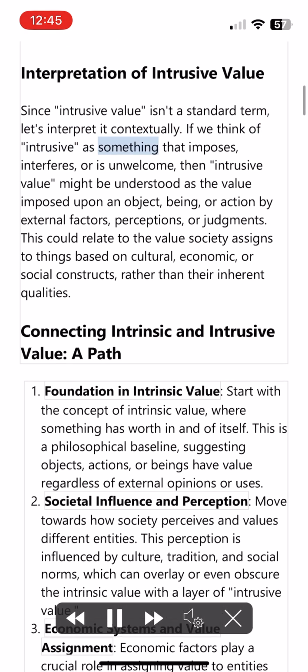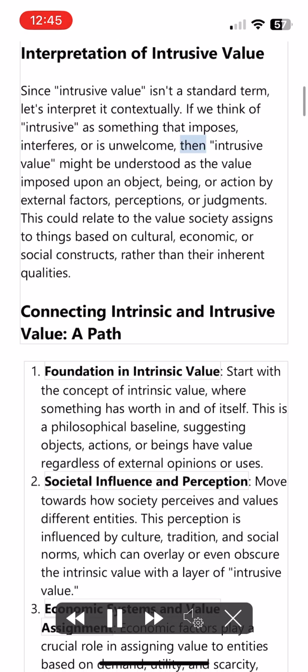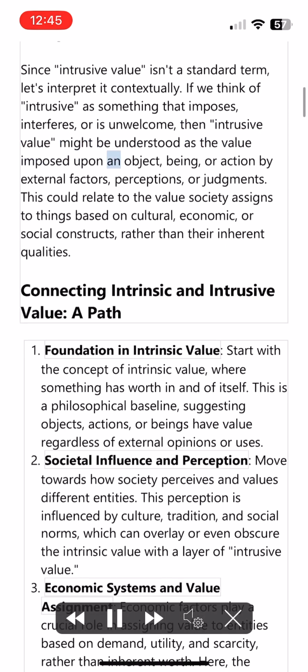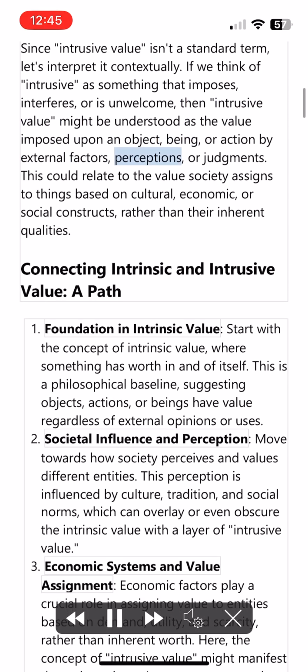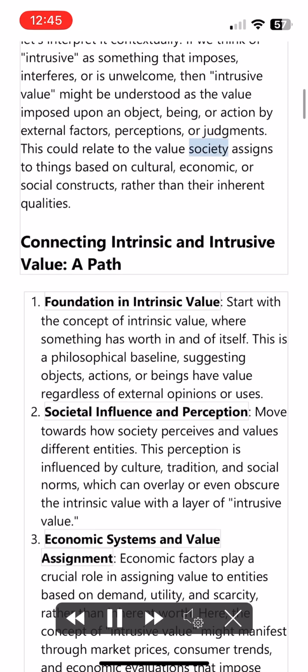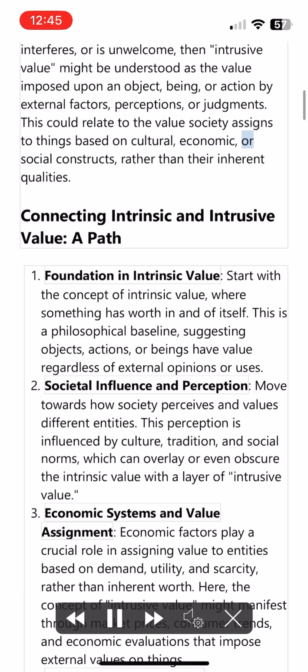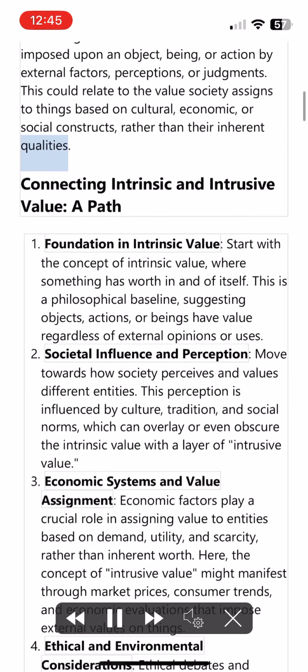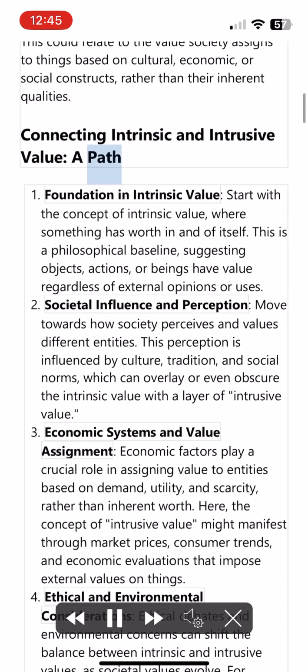If we think of intrusive as something that imposes, interferes, or is unwelcome, then intrusive value might be understood as the value imposed upon an object, being, or action by external factors, perceptions, or judgments. This could relate to the value society assigns to things based on cultural, economic, or social constructs, rather than their inherent qualities.